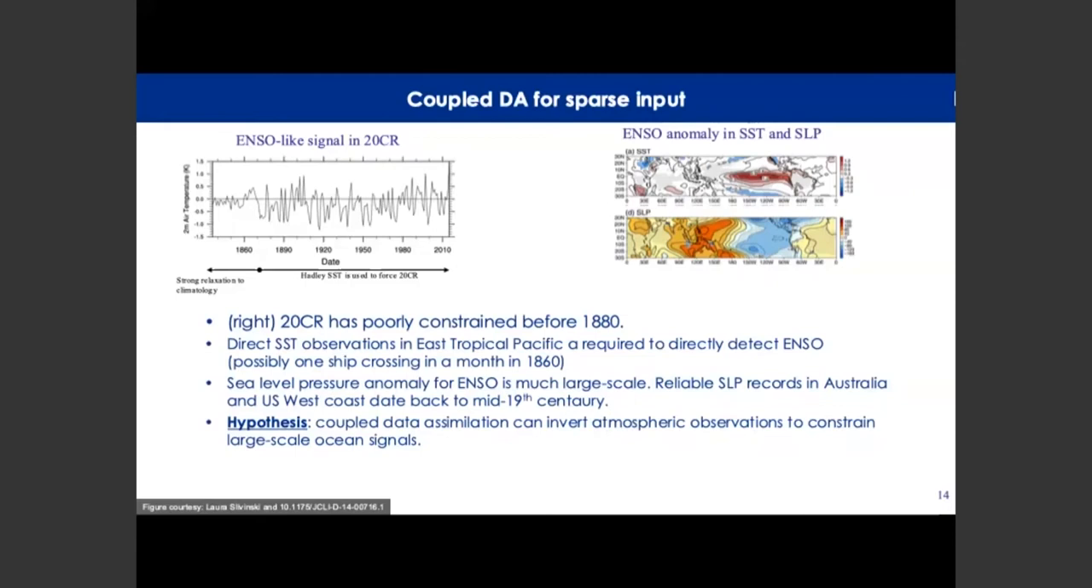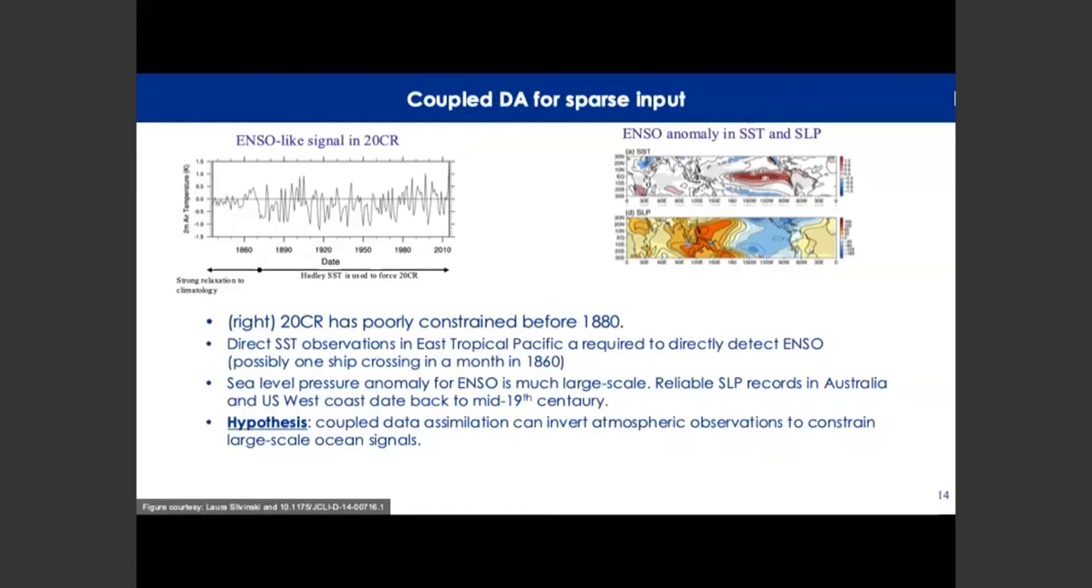The difficulty is that on the right, you can plot an ENSO anomaly in SST, which is the top figure, and sea level pressure, which is the bottom figure. To actually observe the ENSO signal in SST, you have to sail a ship through the tropical East Pacific cold tongue to see that signal. It's really hard to observe with early 19th century measurements unless you have a boat in the middle of the Pacific at that time.